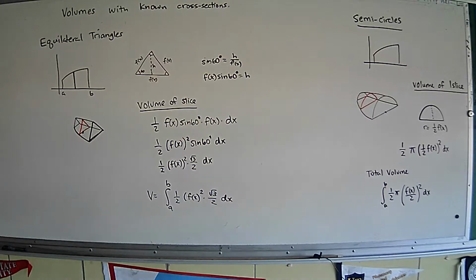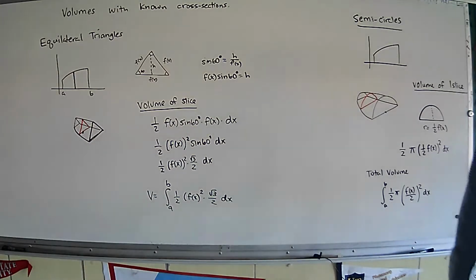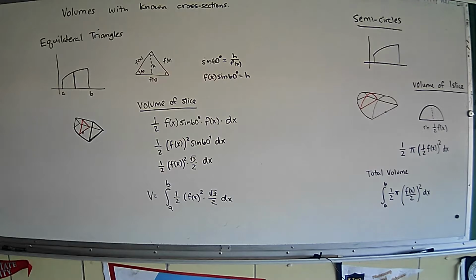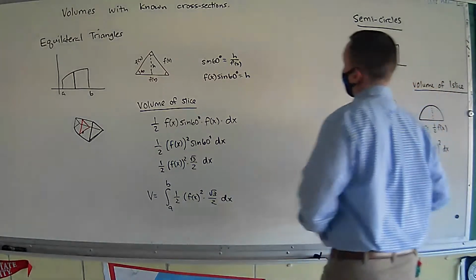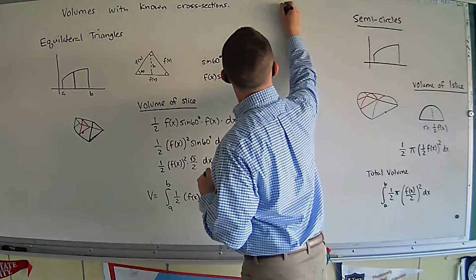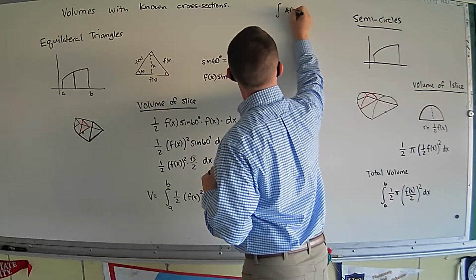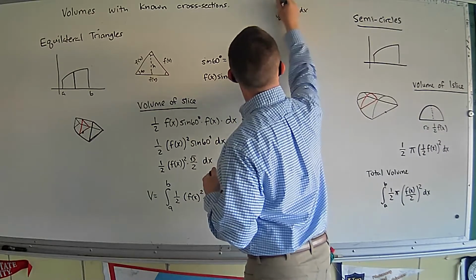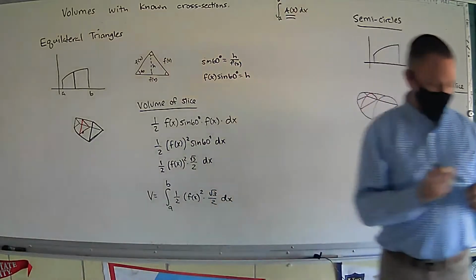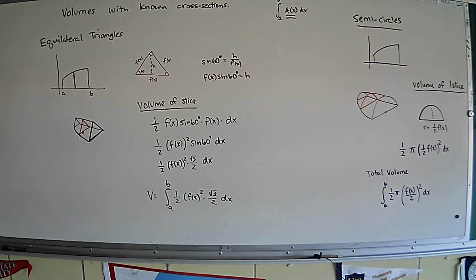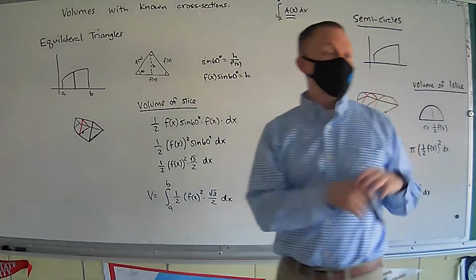Each one of these formulas that we came up with was basically this. What did A of x mean? It was the area of whatever the cross section was. Right? That's what volume is, people. It's stacked area. Integration just gives you a way to find volume when the area is not constant.